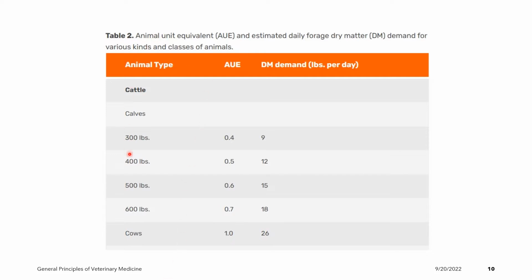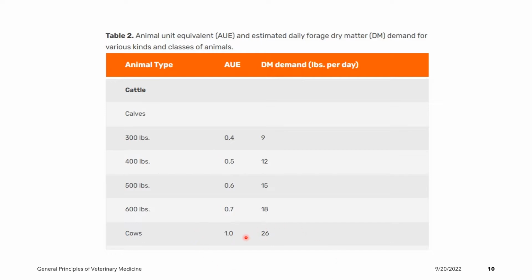The first column represents the animal type. The second column is the AUE, and the third column is the dry matter demand in pounds per day. Our first animal is cattle. So we have here cows weighing 300 pounds to 600 pounds, and we also have here our cow. Our cow is our animal unit because it is estimated to weigh 1,000 pounds. Again, when we say animal unit, that is a 1,000 pound cow with its calf.